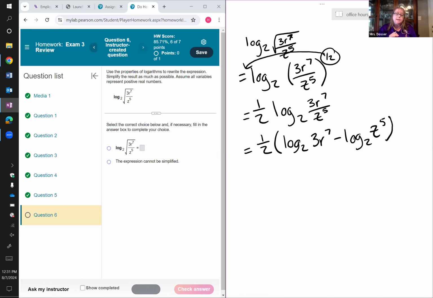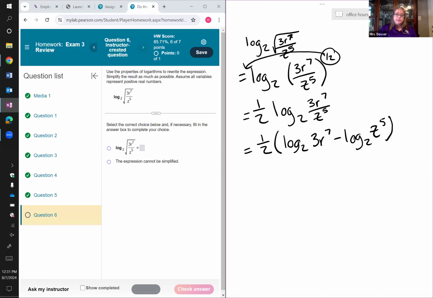You could go ahead and distribute that 1/2 and write it as 1/2 times log base 2 of 3r to the 7th minus 1/2 times log base 2 z to the 5th. And that's the same thing. You can either go ahead and distribute, or you can use parentheses to indicate that everything is multiplied by 1/2. Either way.